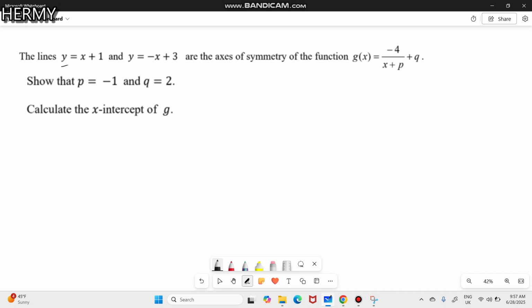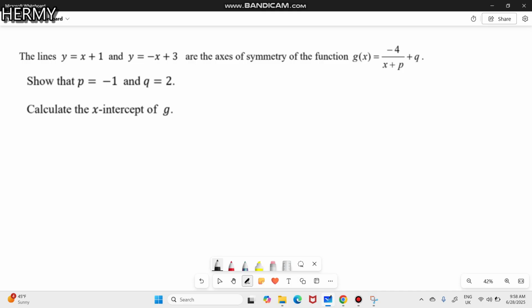Equation. So they want the value of what? They want the value of P and also the value of Q. But looking at this equation, they said these two lines, a straight line and a straight line. Remember this one goes up, this one goes down because of the gradient. This one is positive, this one is negative. So because of the gradient, this one goes up, this one goes down.